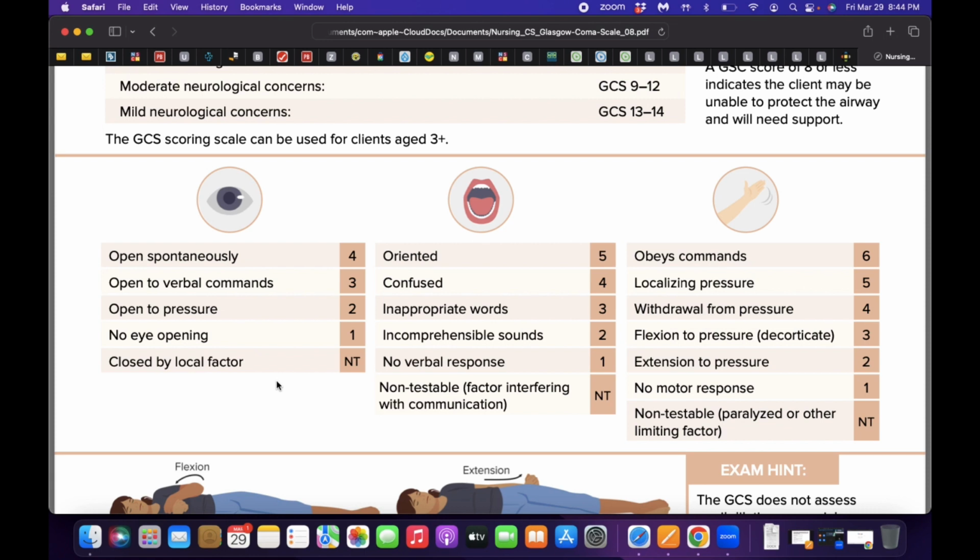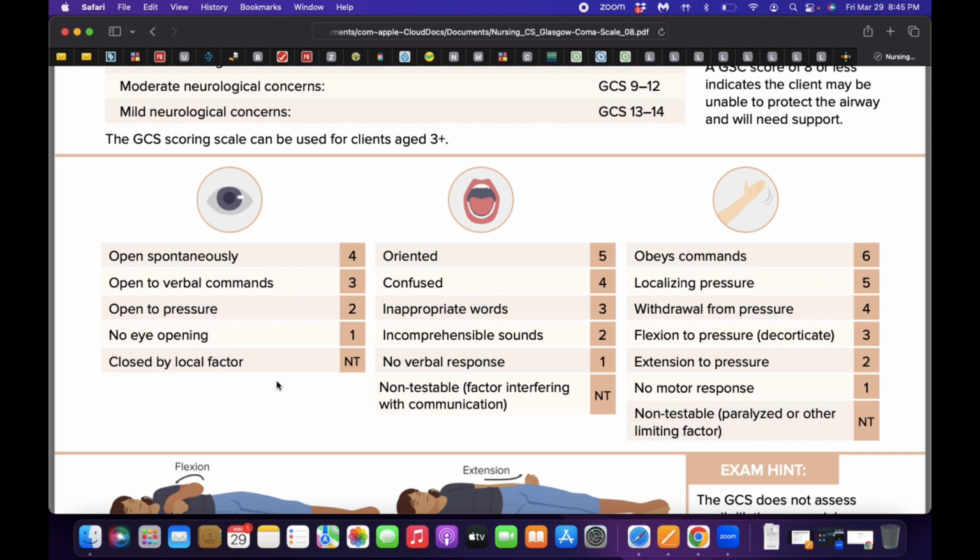For verbal response, you give 5 points for oriented, 4 points for confused, 3 points for inappropriate words, 2 points for incomprehensible sounds, 1 for no verbal response, and non-testable for a factor interfering with communication. You give a score of 5 if you're oriented. You can correctly answer questions about who you are, where you are, what the day is, what the year is.